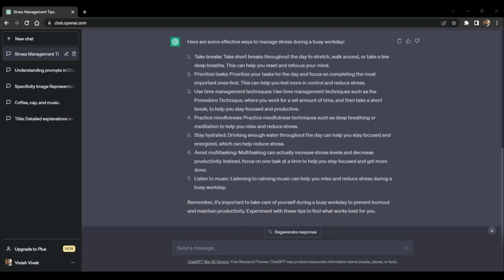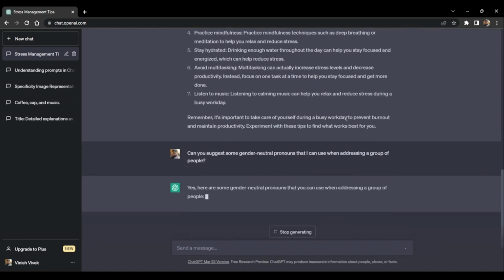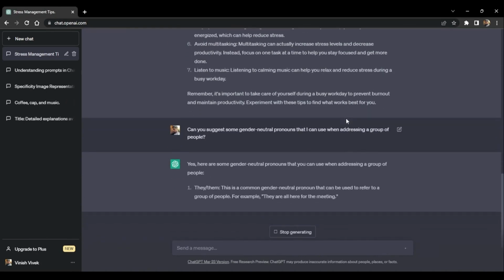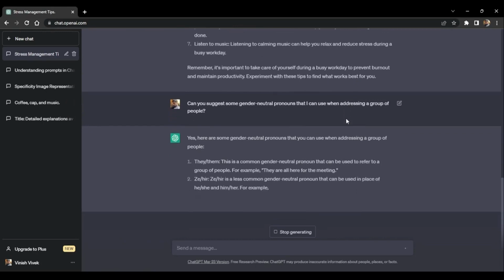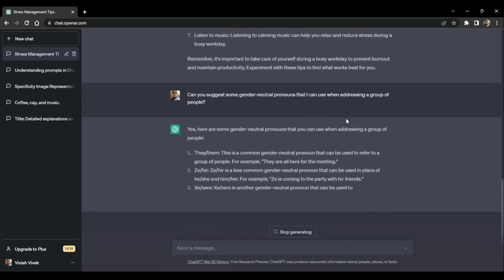At the same time, you also have to make sure that you avoid biasness. How do you avoid biasness? Like I said, you need to be inclusive and unbiased. A question like this: can you suggest some gender neutral pronouns that I can use when addressing a group of people? Now, this particular prompt here is inclusive, it's unbiased, it's avoiding language that could be offensive or even discriminatory.